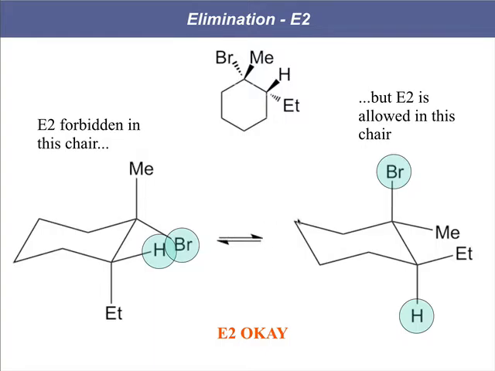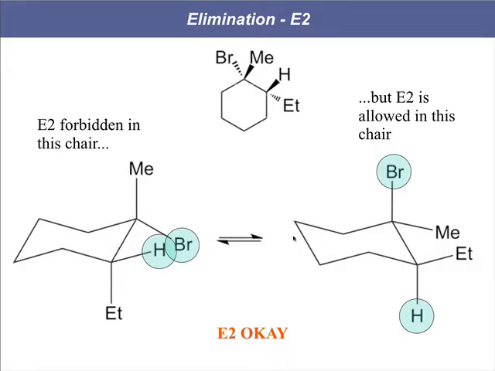Remember that there's an equilibrium between these two chairs. And in the event that one of these chairs is more favored than the other, that may or may not help the elimination reaction. For example, this conformation is required for the reaction to take place. But if for some reason the other chair conformation was more favored, then we would have a situation where the chair would spend all of its time in one conformation where the reaction can't occur.